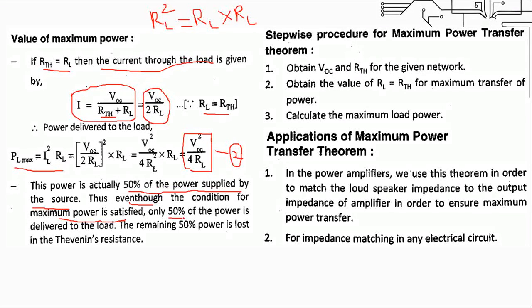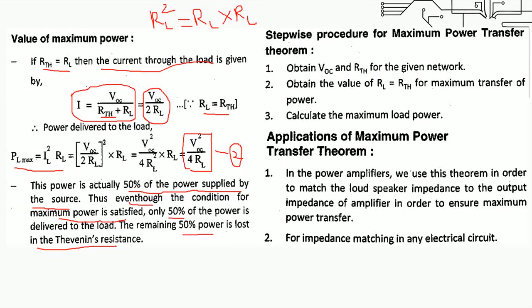Then where does the remaining 50% power go? The remaining 50% power is lost in the Thevenin's resistance. Of course, resistance will lose the power in the form of heat. We have learned this concept initially. That means whatever 50% power we are getting at the load side, we call that maximum power, and the remaining 50% power is lost in the Thevenin's resistance in the form of heat. So keep this point in mind. So this was the value of maximum power.